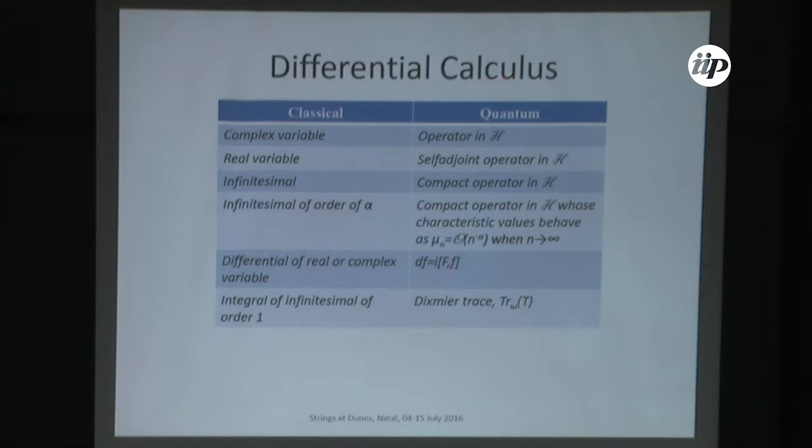So this is the dictionary, more or less, for differential calculus, or non-commutative differential calculus. You can notice the serious difference between this table and the previous one. For topology, topology is defined by algebra. The algebra of functions is enough to recover topological structures. Differential calculus already requires more.